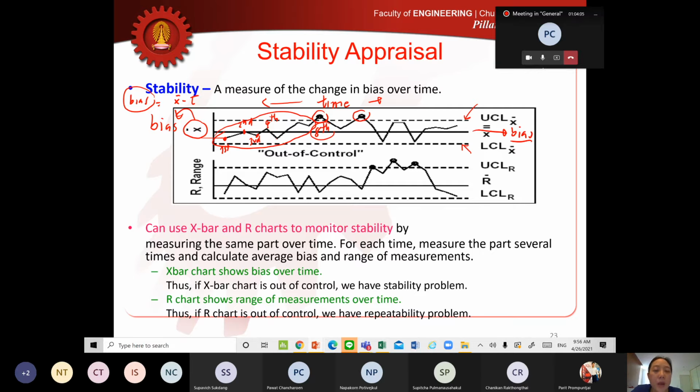And the R chart tells you the variation of the 10 measurements of the same master part. When we have a problem with the range, that means the repeatability is not acceptable. So X bar tells you about the amount of bias, whereas the range tells you about the amount of repeatability.